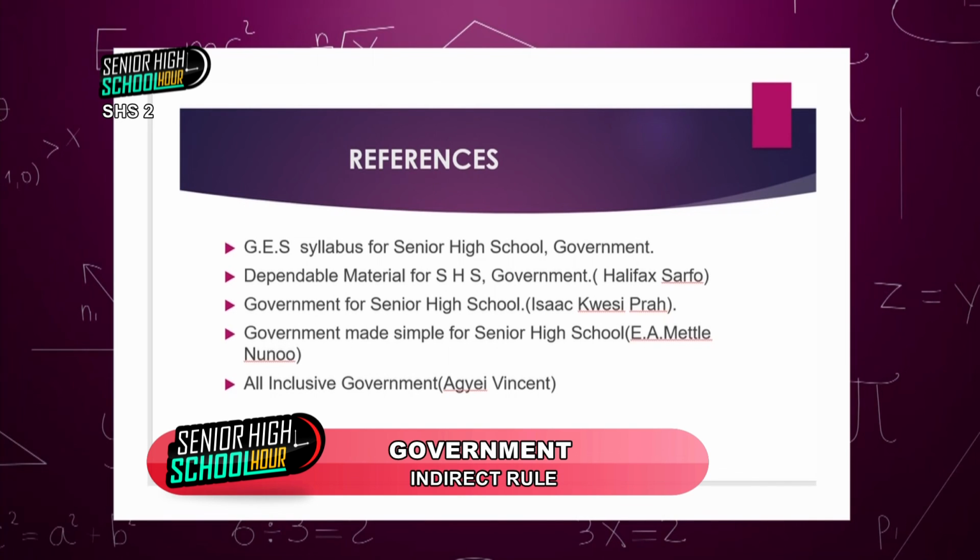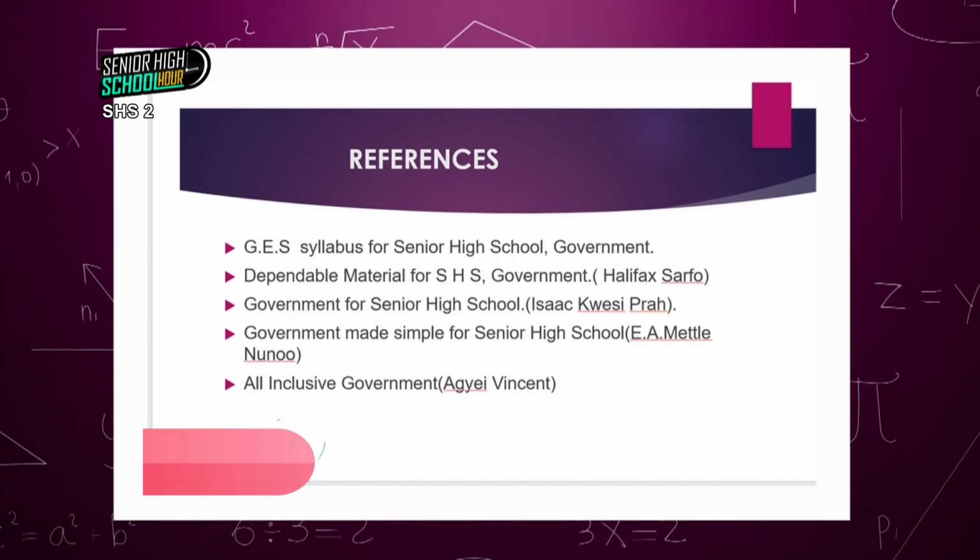Thank you so much. Now, in doing some of your work or in some of your studies, with the indirect rule in mind, these are some of the references you can refer to. You can refer to the GES syllabus for senior high schools, government Form 1 to 3. And then these other government textbooks: Dependable Material, Government for SHS from Kwesi Pra, then Government Made Simple by E.A. Metal Nunu, and All-Inclusive Government by Vincent J. Good. You can see them displayed on your screen. When you have time, at least everybody must have one of them. If you don't have any of them, you can go online and solicit, or look for information from some online sources. Then you can do your work properly.